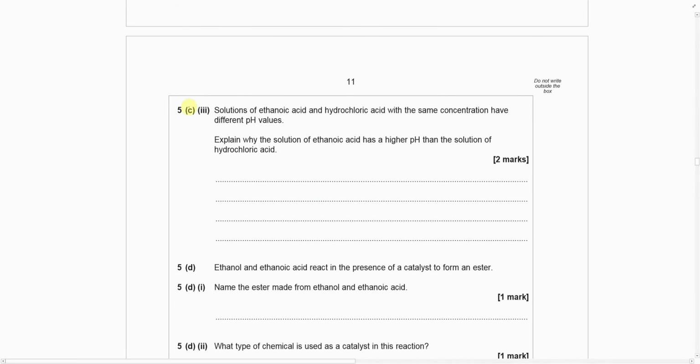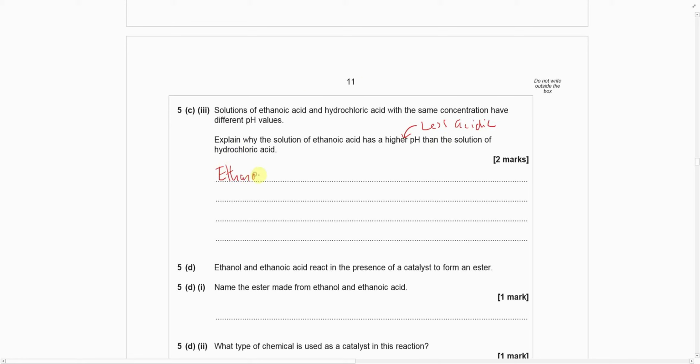Right, so question 5C. Solutions of ethanoic acid and hydrochloric acid with the same concentration have different pH values. Explain why the solution of ethanoic acid has a higher pH than the solution of hydrochloric acid. So we can look here. It says it has a higher pH. So this is the first thing we have to see. This is less acidic. The higher the pH you go, the more alkali it becomes. The lower the pH you have, the more acidic. So we can actually use that for our first point.